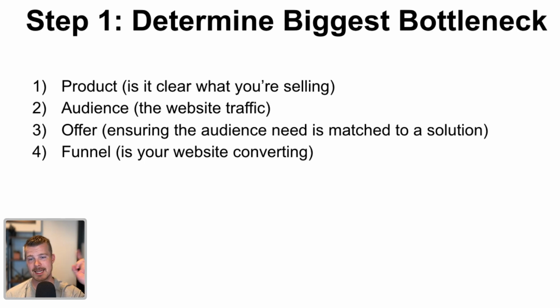So step number one is determining the biggest bottleneck. Typically, there are 4 different areas that this could fall into. Number one is the product. So is it clear what you're actually selling? Number 2 is the audience. So the website traffic that you're sending, whether that's Facebook ads or Google ads or TikTok ads or organic or something else. Number 3 is the offer. So making sure that the audience need is actually matched to a solution. And number 4 is the funnel. Number 4 is what we're going to be covering mostly in today's video. And this is basically, is your website actually converting?